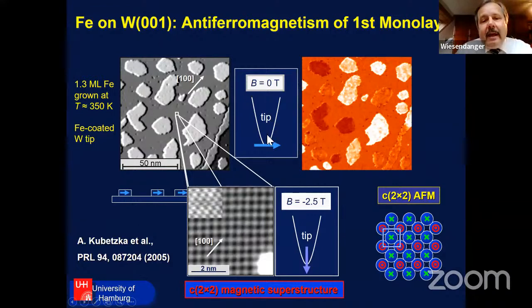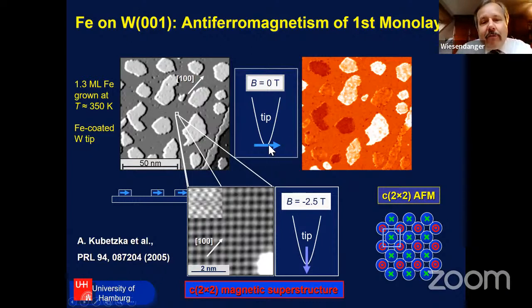But now if we place this kind of tip above a spot where we have a monolayer coverage, the surprise was that we only see a 1-by-1 structure, as you would see with a non-magnetic tip. It's just showing the atomic structure of this monolayer iron film on tungsten 001.